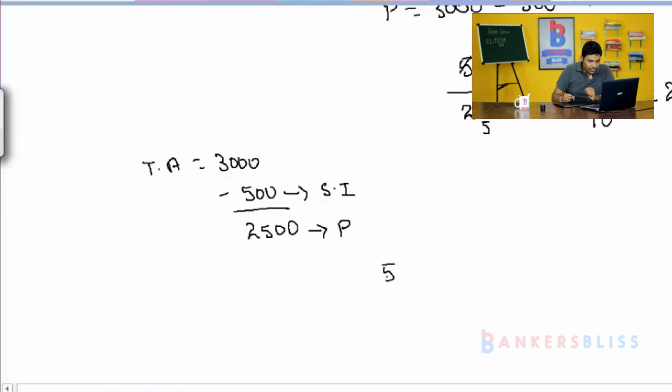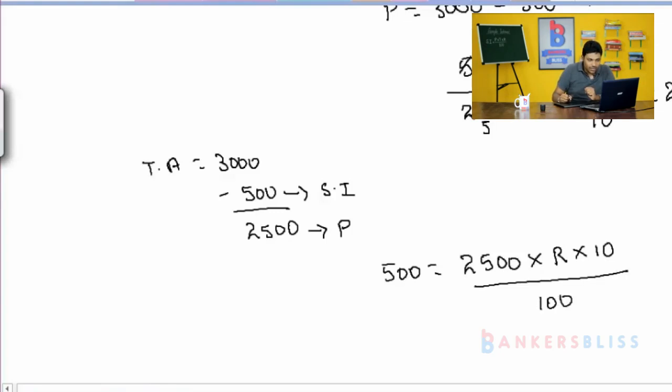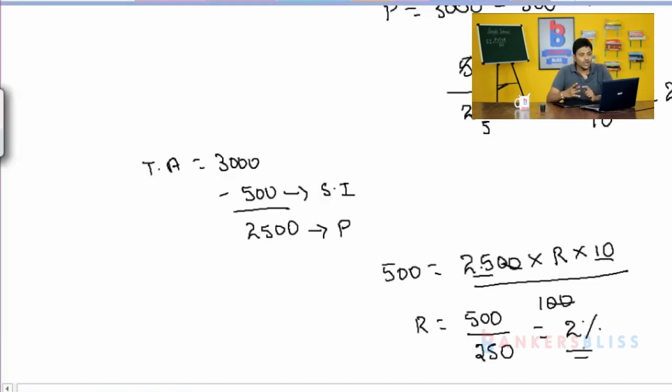So 500 is equal to principal amount, that is 2500, into rate percent, which you have to calculate, into time period, that is 10 years, divided by 100. So rate percent is equal to 500 divided by 25 into 10, 25 into 10 is 250. So 500 divided by 250 is equal to 2%. Whichever method is feasible for you, you adopt that one. Okay, so you practice both the methods.